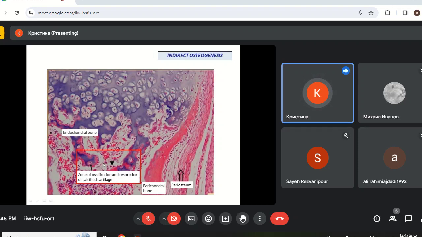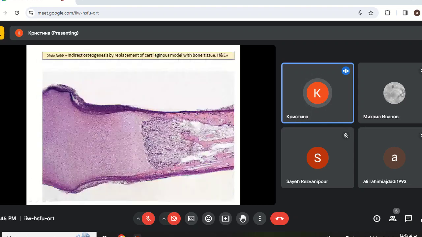You should be able to distinguish in histological preparation between the endochondral bone and perichondral bone. Perichondral bone is located just beneath the periosteum, and it consists only of bone tissue. Endochondral bone is located inside the bone, and it consists of two tissues, the calcified cartilage inside and bone tissue outside.